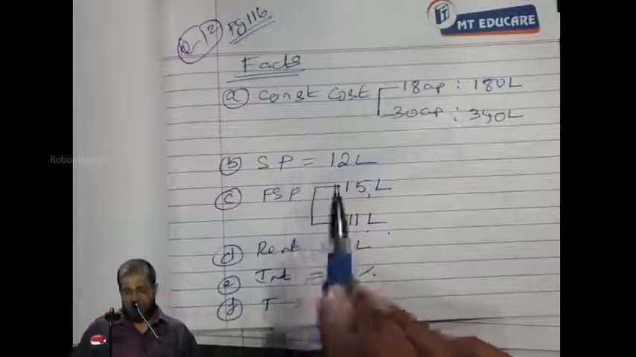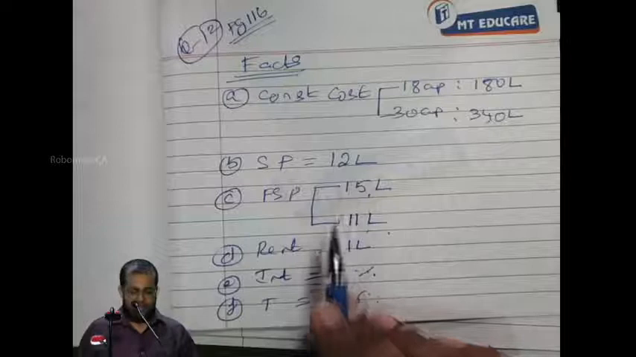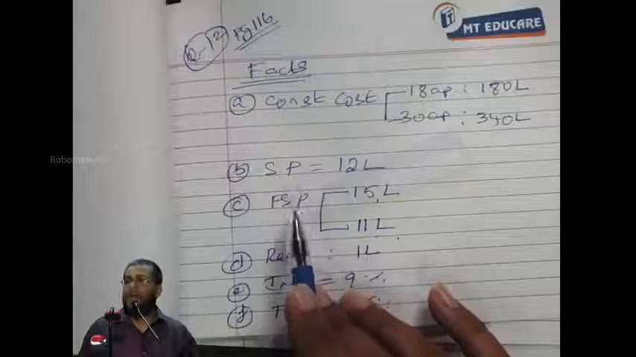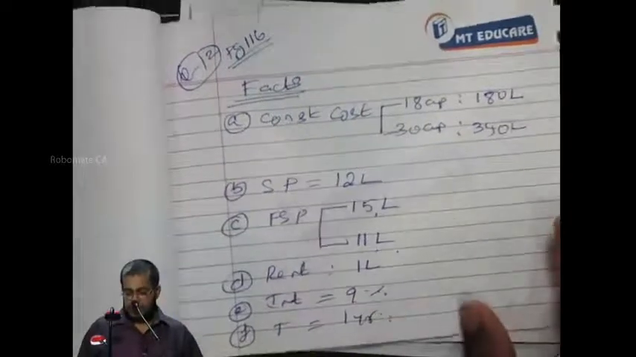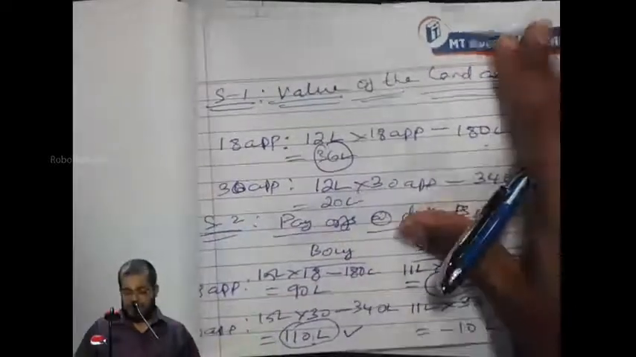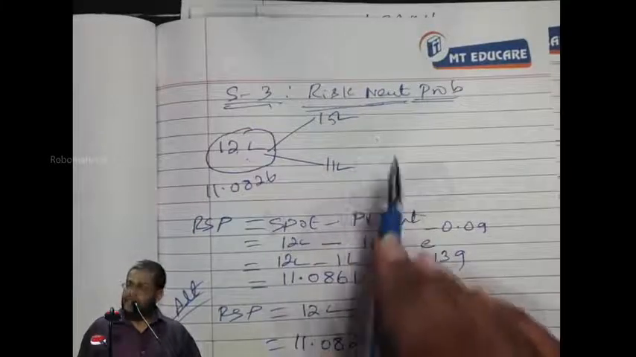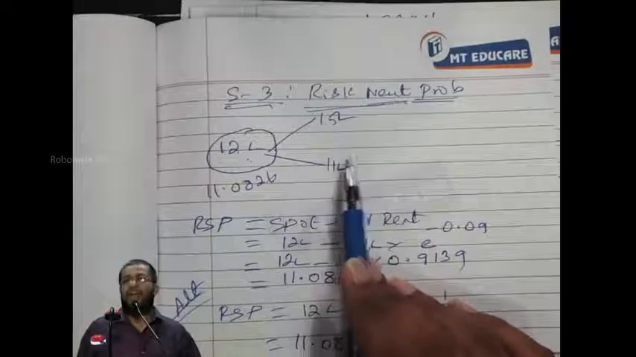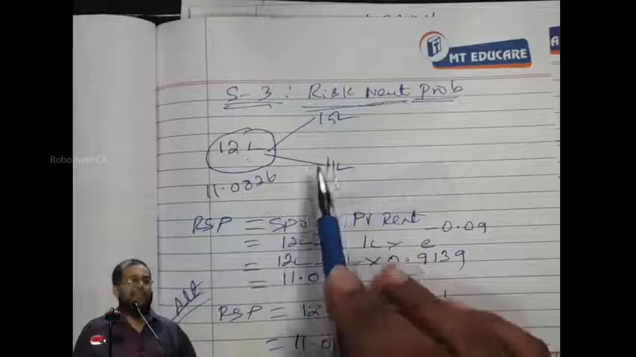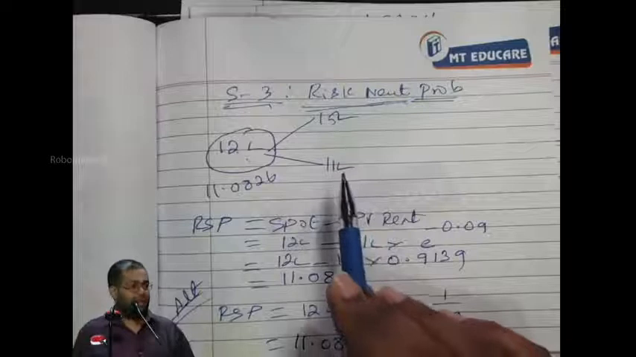Next. Point number 7. The apartment selling price today is what? Spot price. The apartment selling price today is spot price. And the price after 1 year is what? FSP. And the price after 1 year is FSP.